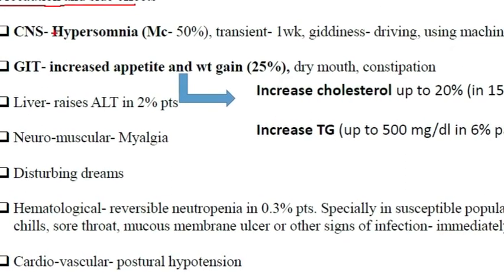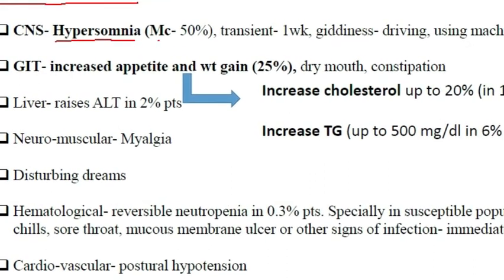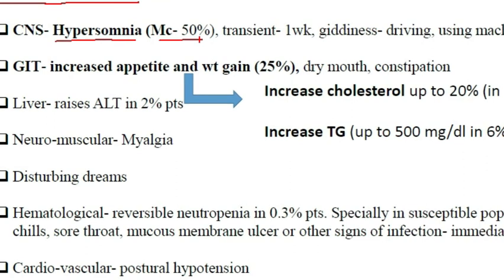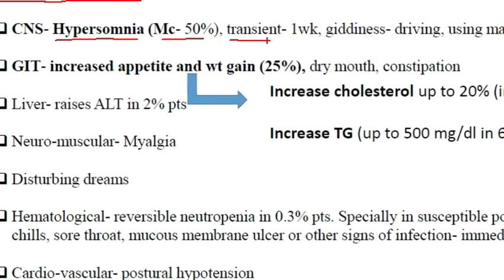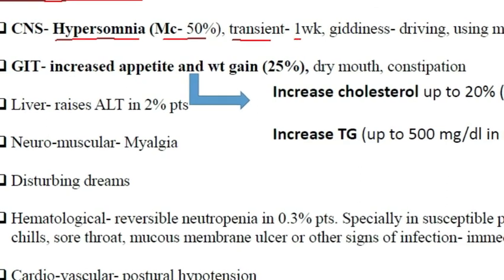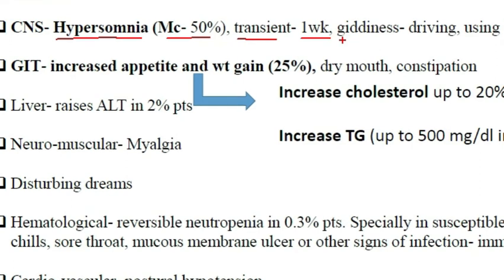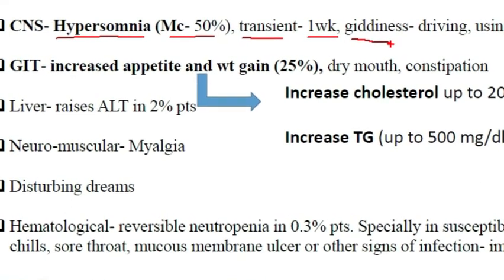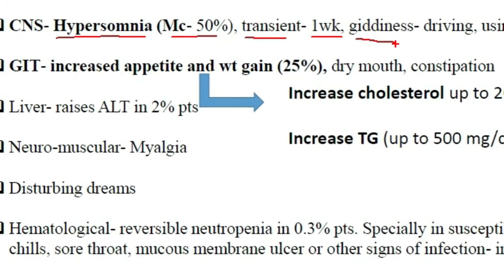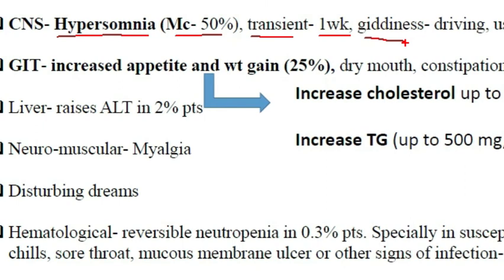The most common side effect of the mirtazapine is the hypersomnia. This is the most common side effect. It occurs in the 50% of the patients, but it is transient in nature. It will remit within 1 week. Other central nervous system related side effect is the giddiness. So driving and using machine are avoided. This advice is given to every patient who is on the mirtazapine.